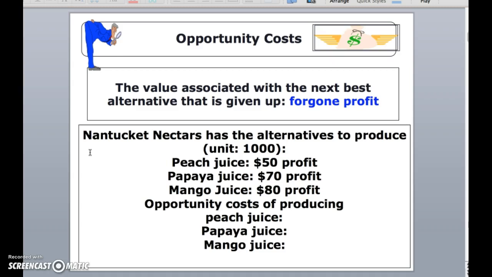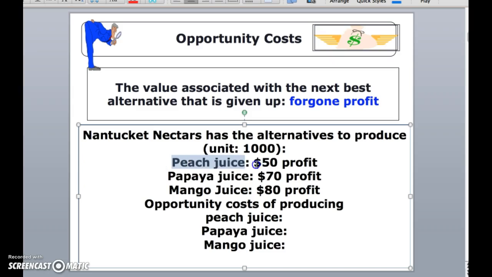We have a juice company called Nantucket Nectars. They have the alternatives to either produce peach juice or papaya juice or mango juice for a different level of profit. For example, if the company decided to produce mango juice to get an expected profit of $80,000, the opportunity cost associated with this decision is $70,000. That is the higher one of the other two choices.